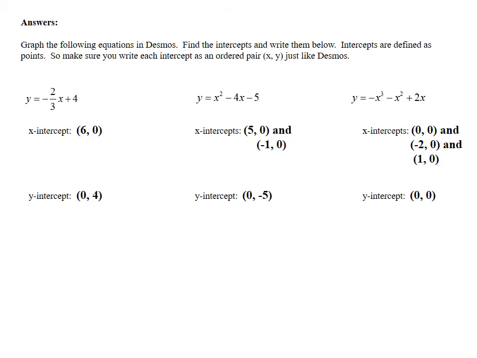So here we have the answers all in one place. There were 3 equations that we graphed in Desmos and then found the x and y intercepts for. The first one was a line, the second one was a parabola, and then the third one was a cubic graph. In this case, they all had exactly one y-intercept, but graphs can have more than one x-intercept, and we saw that with the last 2 examples.